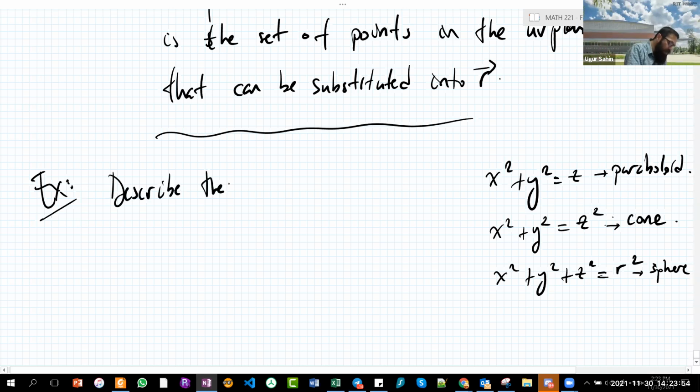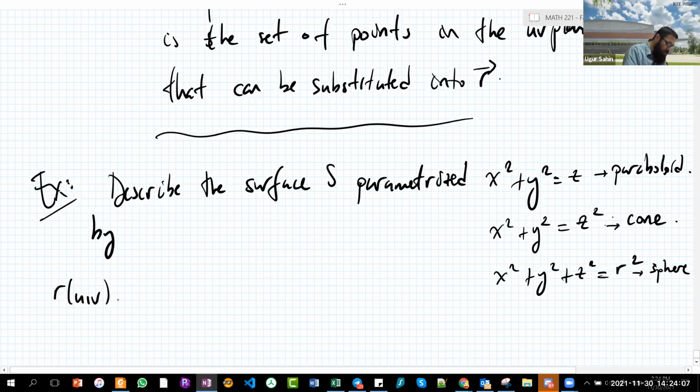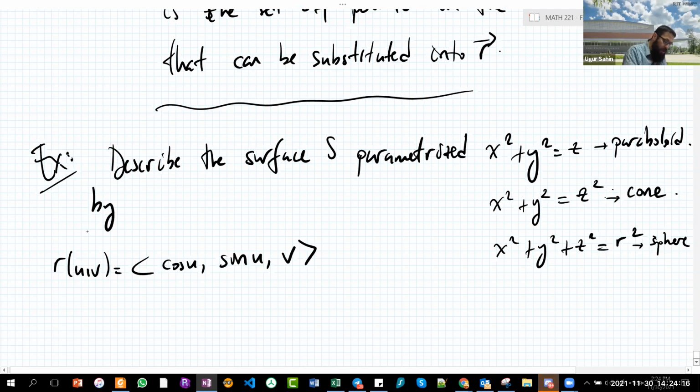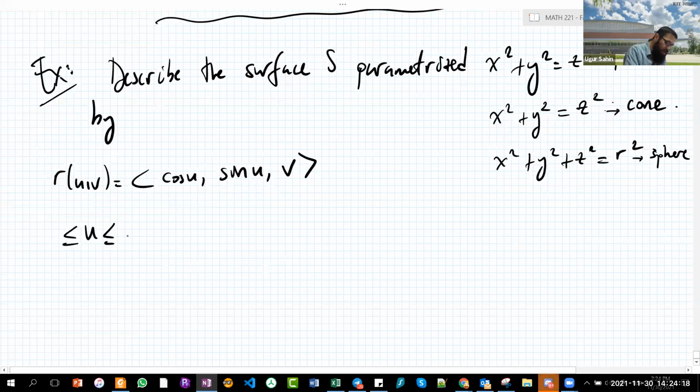Describe the surface parameterized by r(u,v) equals cosine u, sine u, and v. And u is in this interval, and v is in this interval.